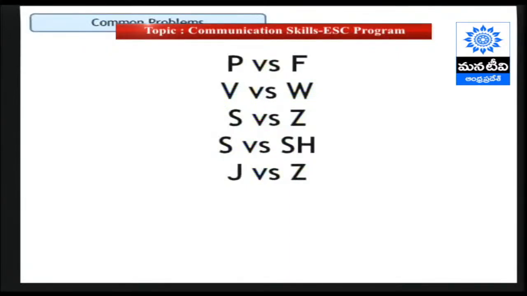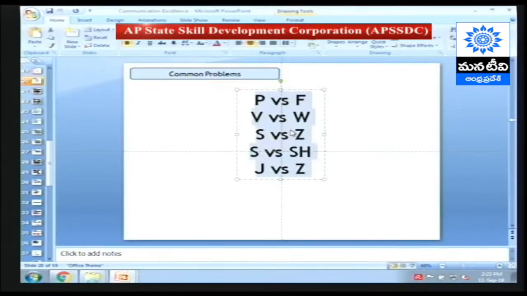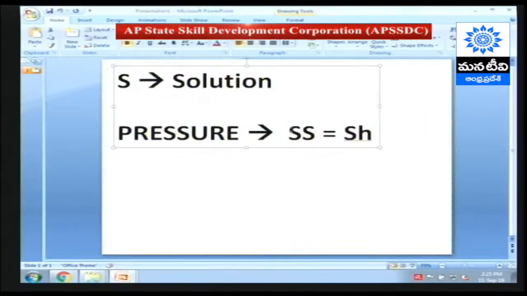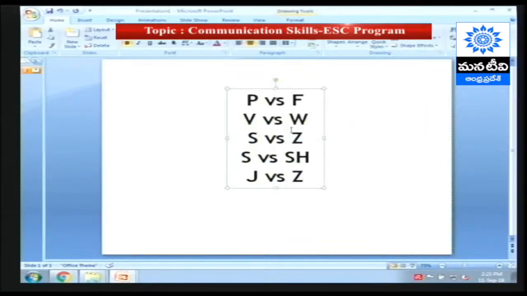Now, what are the common mistakes that we end up doing? We do a sound shift. So instead of using a particular consonant sound, we make a mistake and use a different consonant sound. These are the common mistakes or common problems that we face. We do a shift between p and f, v and w, s, z, s, sh, j, z. So we interchange this. So let me copy this and I will tell you what I mean by this. I'm going to show you some examples.